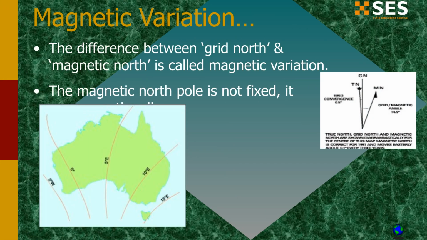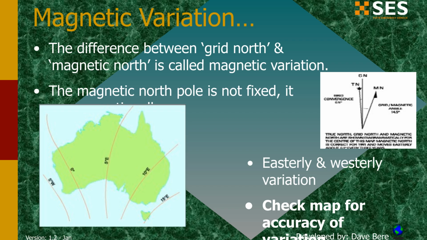Magnetic variation is the difference between grid north and magnetic north. Remember that the magnetic north pole is constantly moving. Always check the map for the accuracy of the magnetic variation, as it can be easterly or westerly.